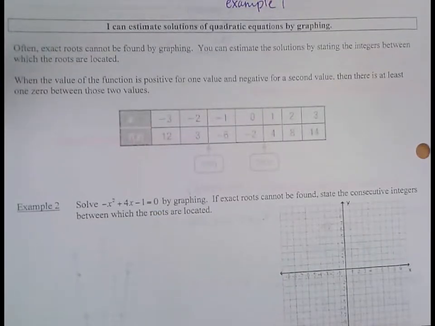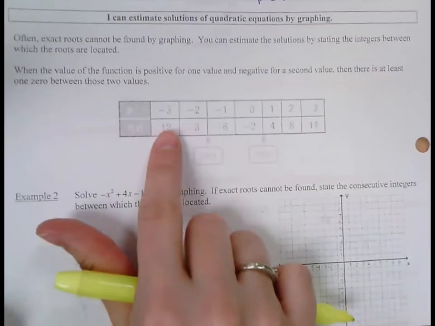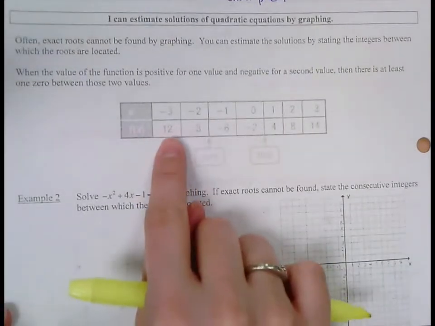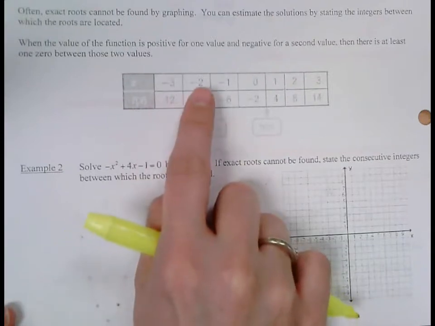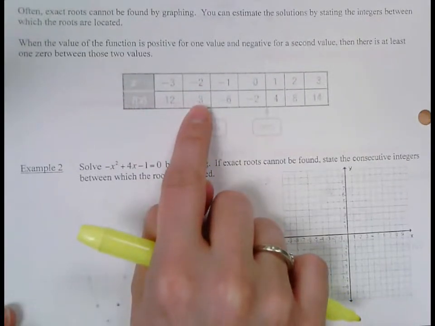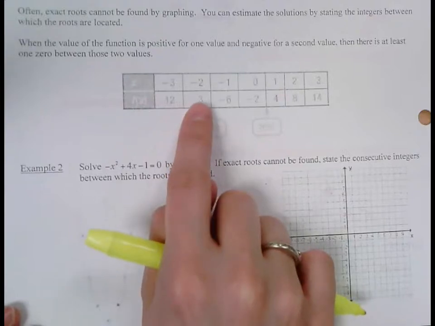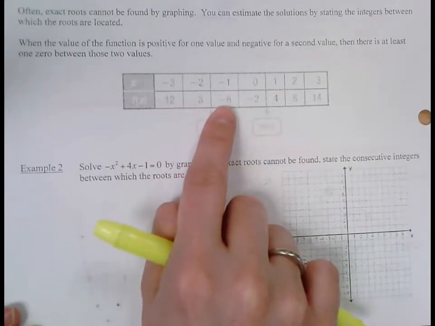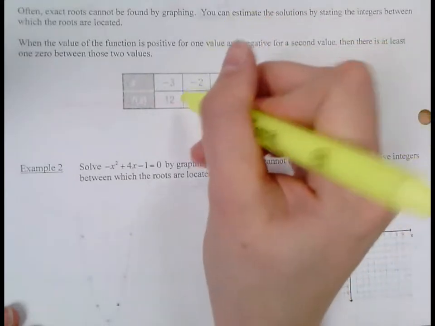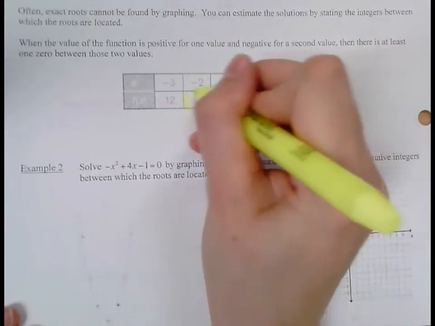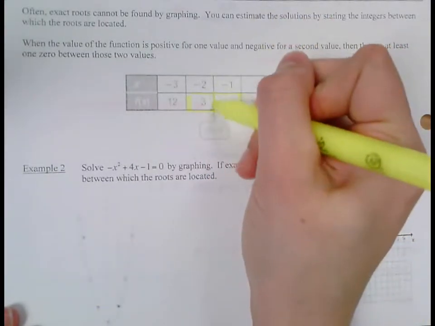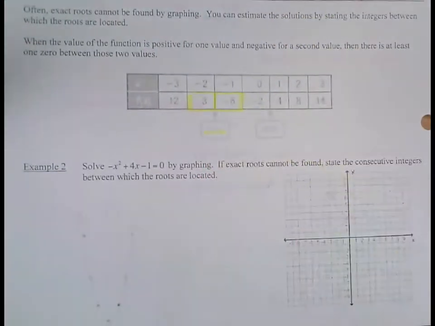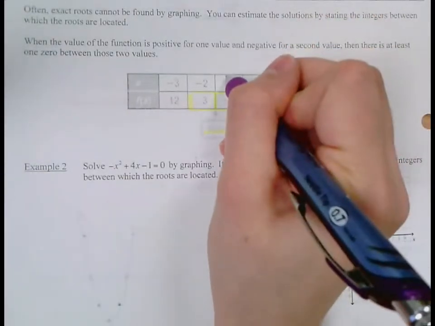So in looking at the table, if you look at the y values, we're starting at +12, and then for the next x value, the y value goes down to 3, but it's still positive. Then for the next x value, it goes down to -6. If your y value is going from a +3 to a -6, somewhere in between there, it had to pass through 0. So therefore, this is how you would write your solution.